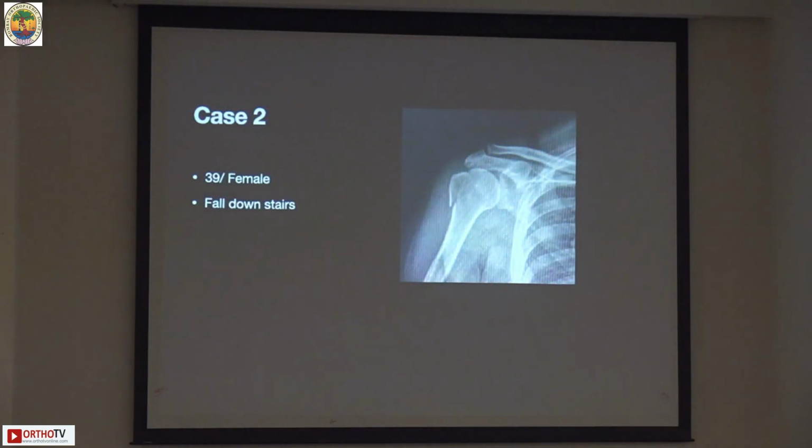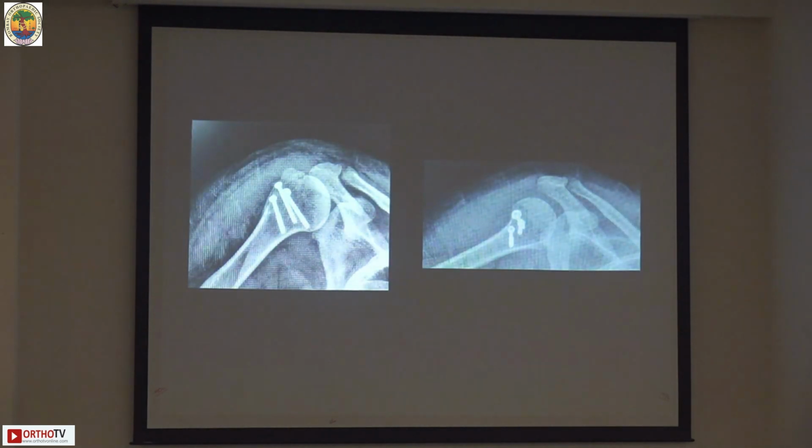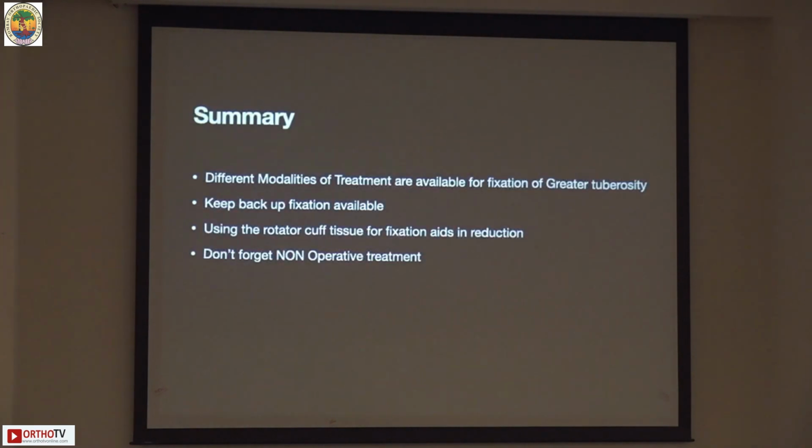Coming to another case, 39-year-old female having a fall down the stairs. This is a type 2 fracture, shearing force. I went about doing a hybrid fixation with screws along with the trans-osseous sutures, because MRIs were done and there was a partial tear of the rotator cuff also. So that was also healed up. Again, lateral mini open approach.